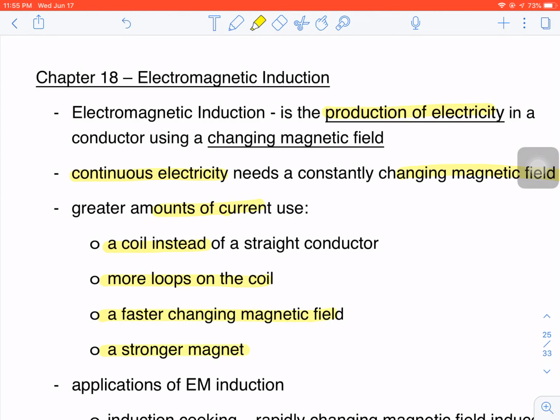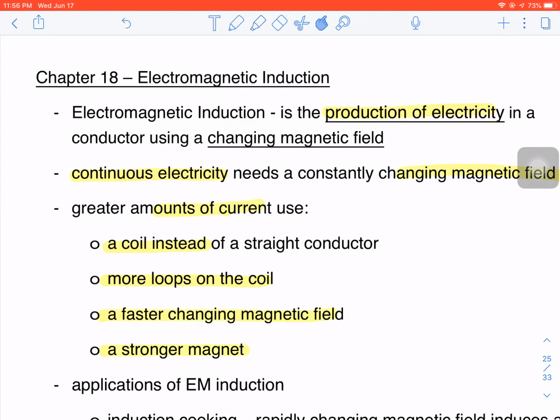Now, if I sit the magnet down on top of the conductor, even a super strong electromagnet, if it's not moving, there will be no electrons moving in the conductor. So in order to make electricity, in order to produce current, I need the magnetic field, which is in proximity to the conductor, to be moving.